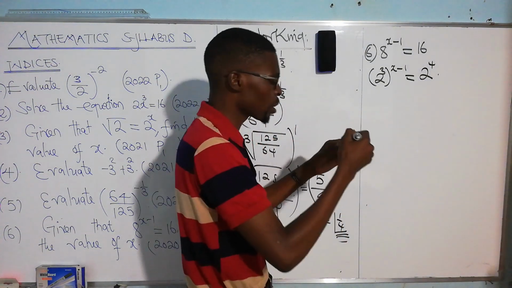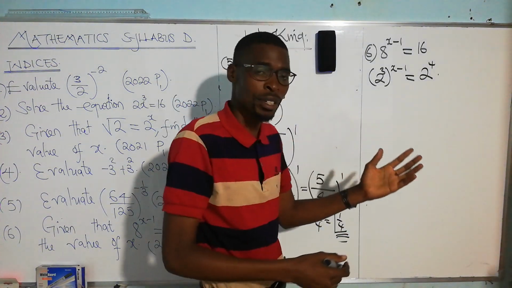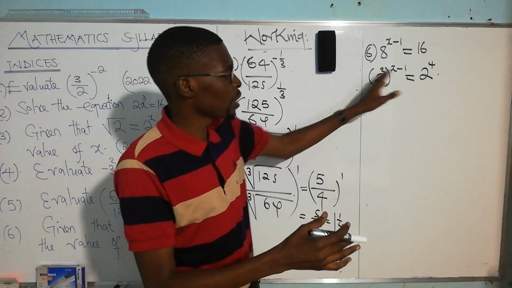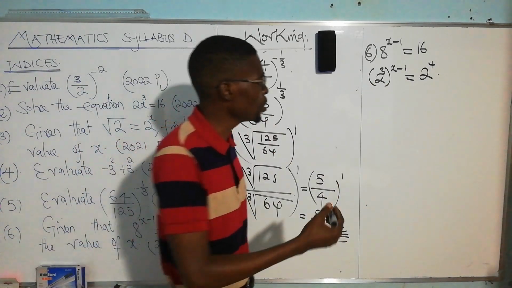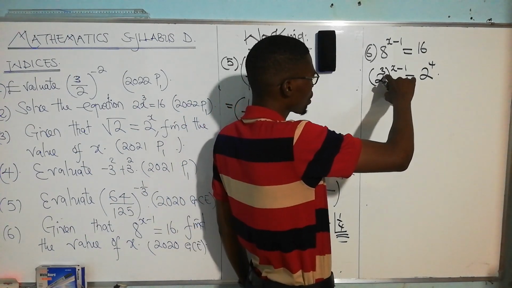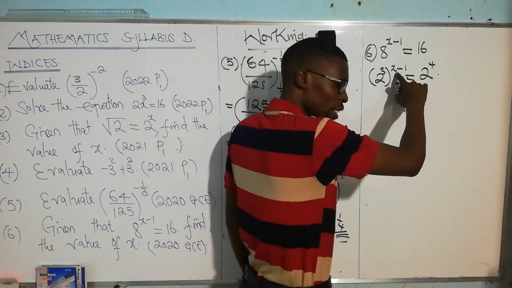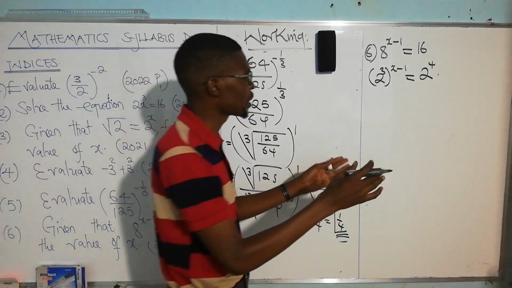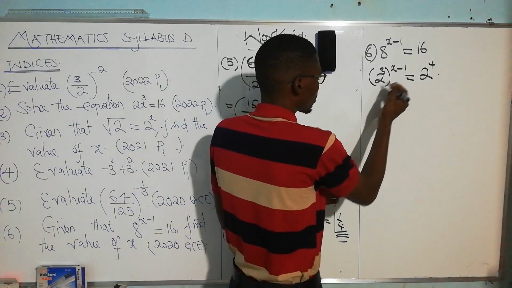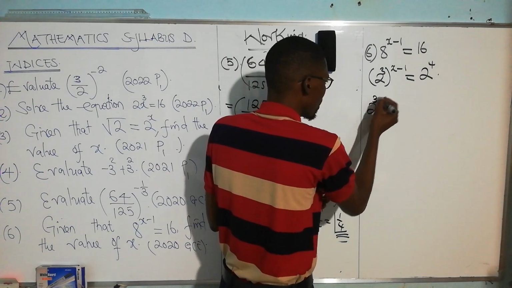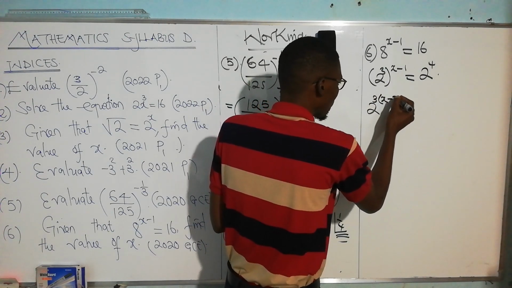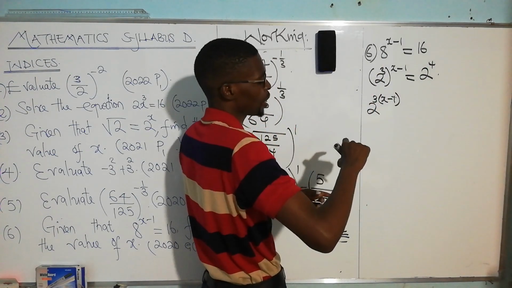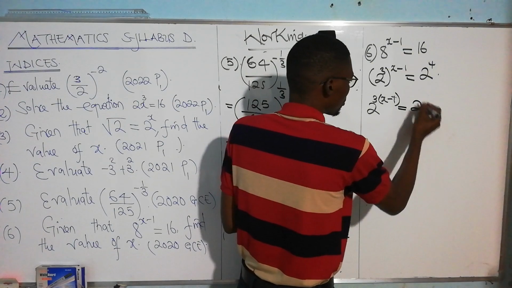So now that we have a common base on the left-hand side and right-hand side of our equation, we now work on the exponents. How? When you have 2 to the power 3, and we have another power here, as I explained in the rules of indices, you distribute the power. So this is going to be 2 to the power 3 times x minus 1. You multiply this power and the power that we have inside, this giving us 2 to the power 4.